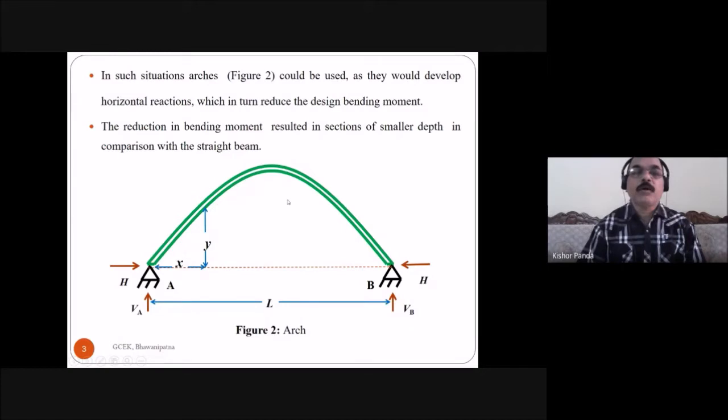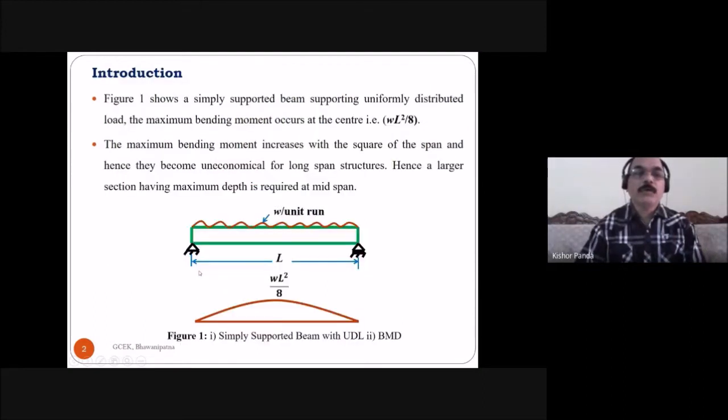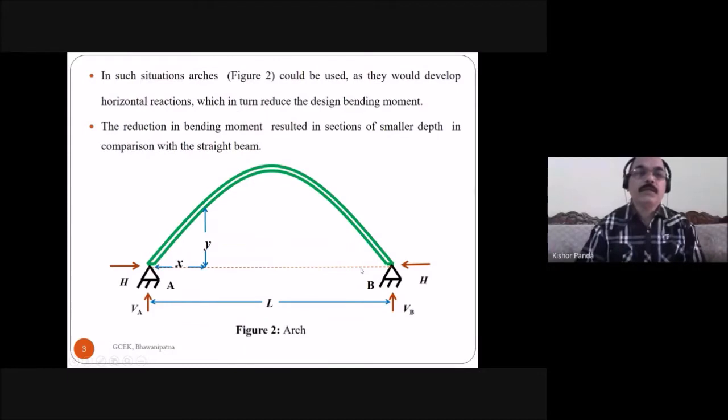In the case of long span structures, the arch is the preferable structure, so that you can use it with more advantages. In such a situation, an arch could be used as it develops horizontal reaction, which in turn reduces the design bending moment. In the case of the beam structure, there is no horizontal reaction, because here there is only vertical reaction at each support. But you see, this is the arch.